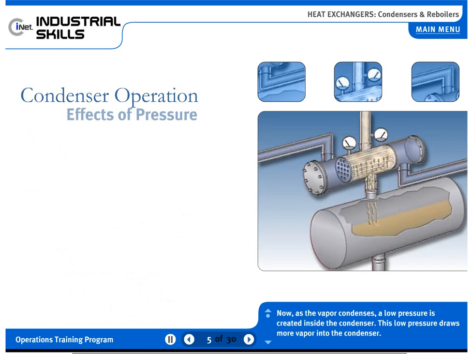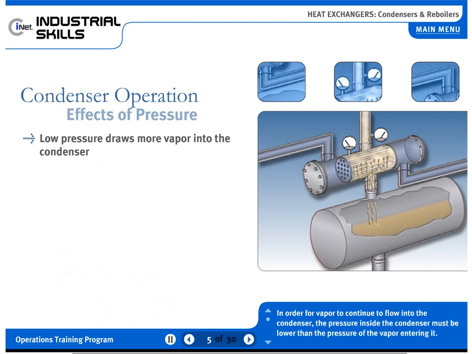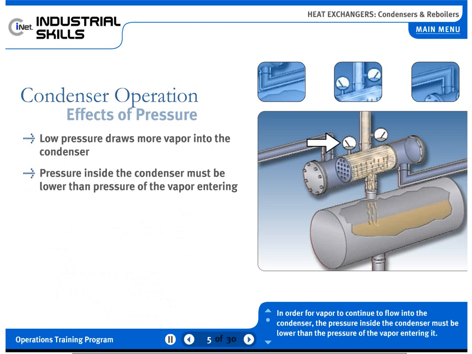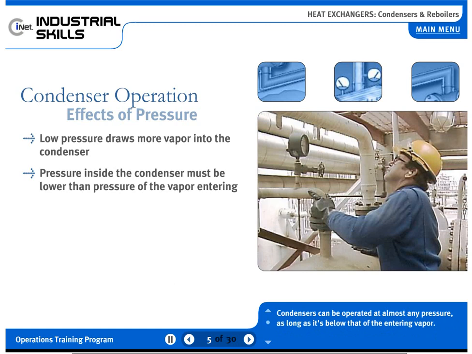Now, as the vapor condenses, a low pressure is created inside the condenser. This low pressure draws more vapor into the condenser. In order for vapor to continue to flow into the condenser, the pressure inside the condenser must be lower than the pressure of the vapor entering it. Condensers can be operated at almost any pressure, as long as it's below that of the entering vapor.